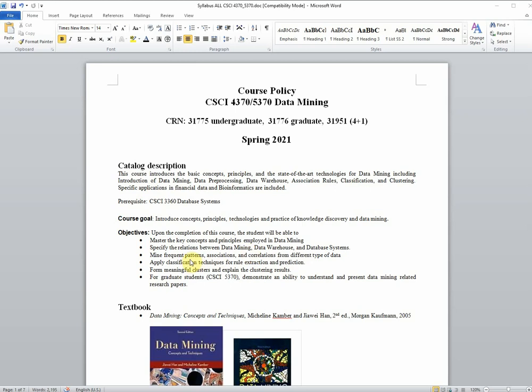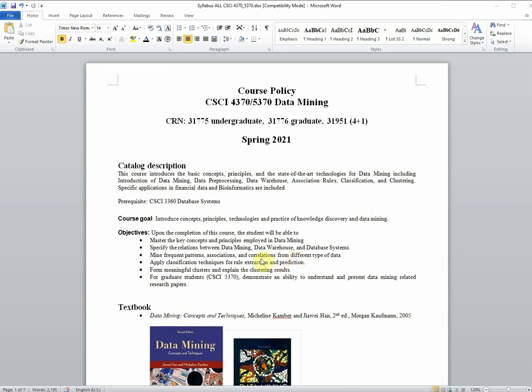We want to learn how to mine frequent patterns, associations, and correlations from different types of data. When you shop on Amazon, while you are looking at a camera body, you always see that customers who are interested in this one may also be interested in the following things. How do they know those recommendations? That's what we call frequent patterns, associations, and correlations. How we can create those recommendations is going to be an interesting topic that we will learn in this class.